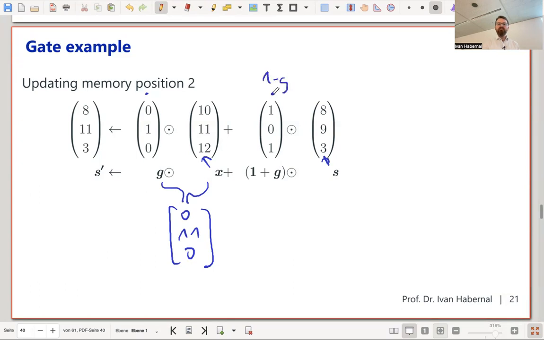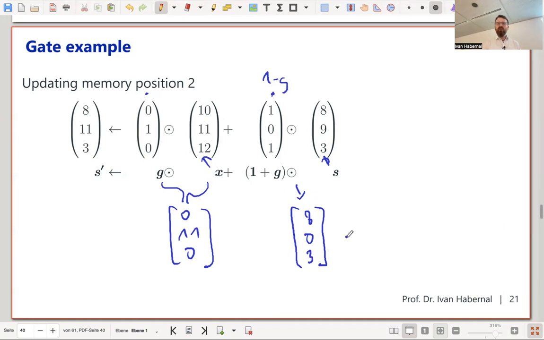This is already 1 minus gate, because we flip the bits of the gate, right? We get 1, 0, 1. And now this operation with the state will give me what? What do I get here? 8, 0, 3. Yes. So as you might see, they're matching, basically. Where I have some numbers here, it's going to be a 0, obviously, in the other one, and vice versa. So here I'm keeping information from X, and here I'm keeping information from the state, and they're two things because I mask them in a flipped way.